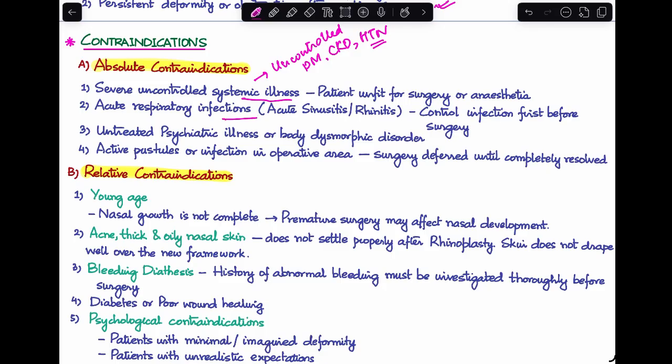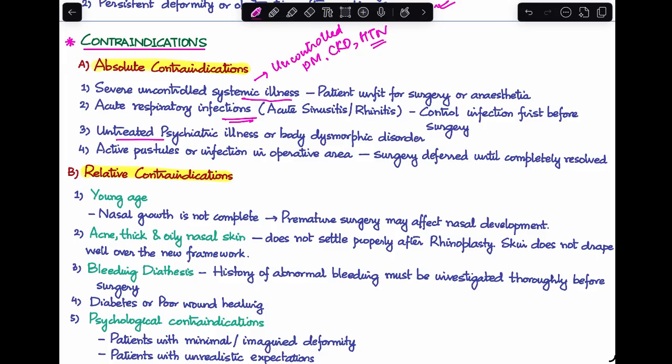Second is if the patient has an acute respiratory infection like an acute sinusitis or rhinitis. Because most of the time rhinoplasty is an elective surgery, it is preferable that you first control the infection before you take the patient up for surgery. So acute respiratory infection would also be a contraindication.